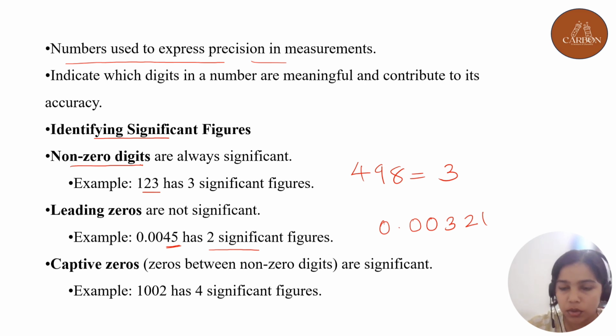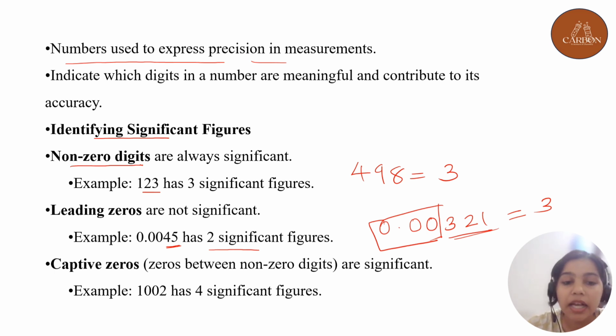Take 0.00321. What's the number of significant figures here? Just 3, because we can't count the 3 leading zeros. That is the second rule. Get it? Non-zero digits are always significant. That's the first rule. The second one: leading zeros don't count. Leading zeros are not significant.